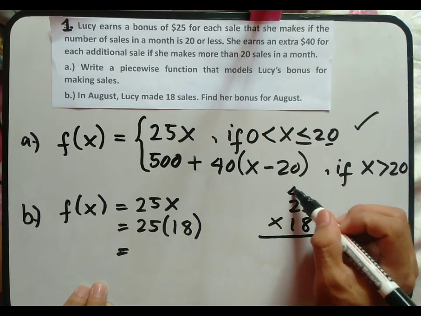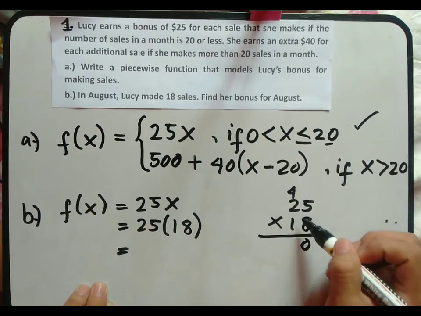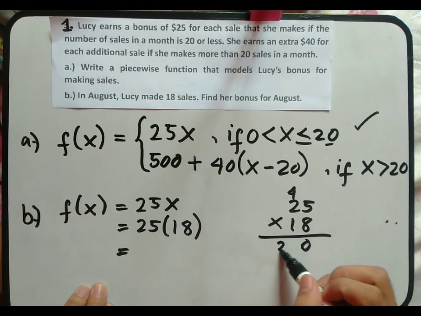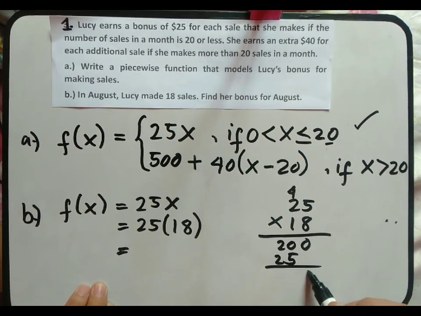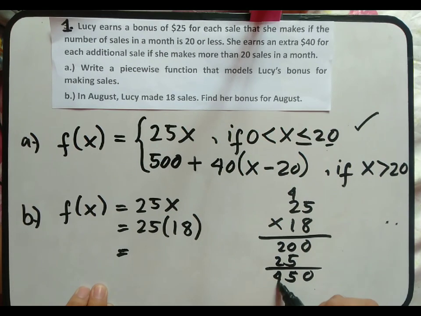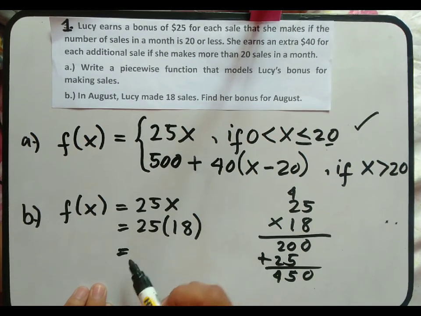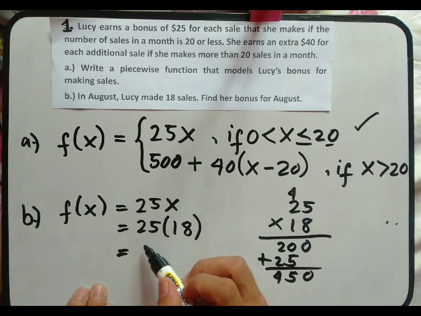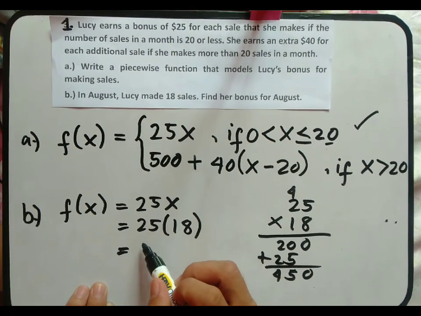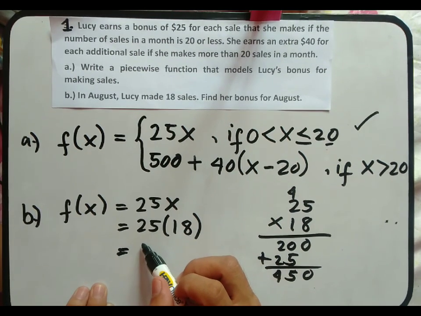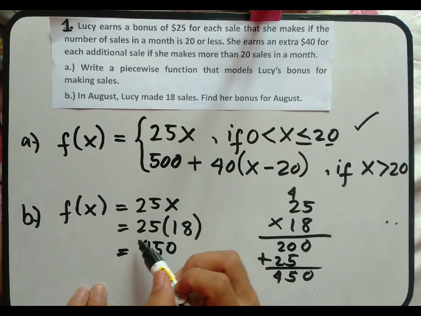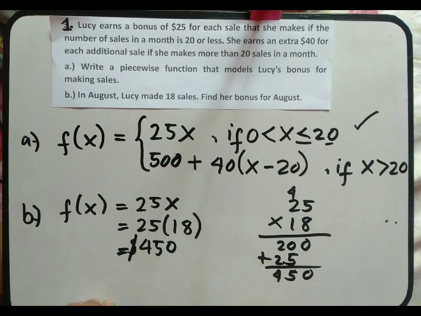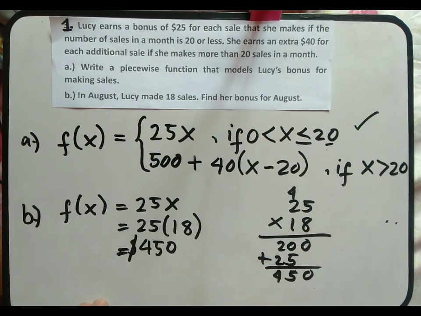So, 8 times 5 is 40. We have 16, then plus 4 is 20. 1 times 5, 5. Then 1 times 2 is 2. So we have 0, 5, and then 4. Therefore, if Lucy made 18 sales in a month, so times 25, then she will earn a bonus of 450 dollars. Okay, say for example, if Lucy made 25 sales in a month.